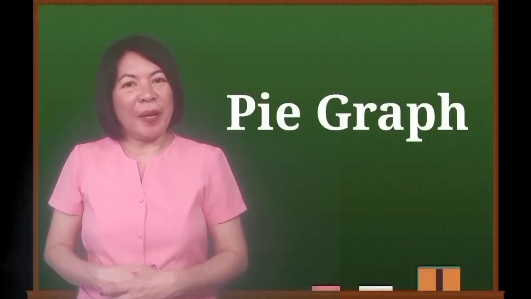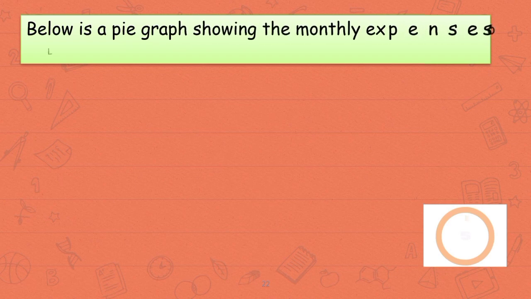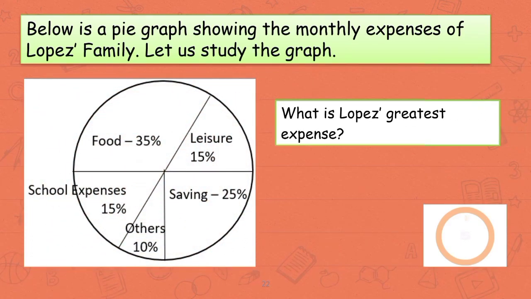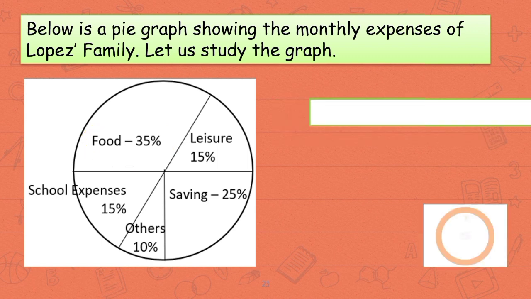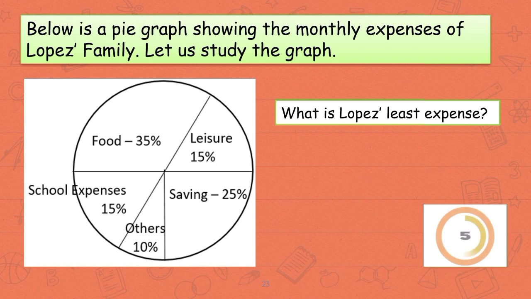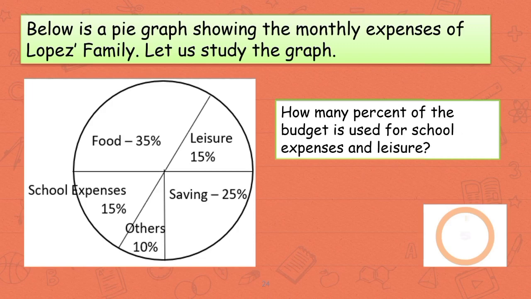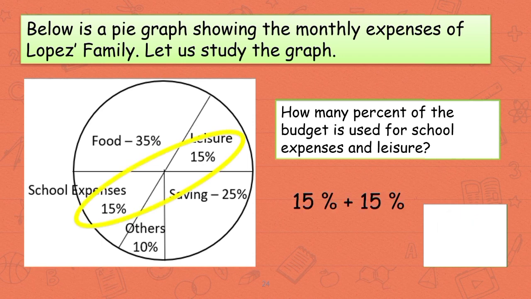Let us study problem solving about pie graph. Below is a pie graph showing the monthly expenses of Lopez family. Let us study the graph. What is Lopez's greatest expense? Exactly, food. What is Lopez's least expense? Magaling, others. How many percent of the budget is used for school expenses and leisure? 15% plus 15% is equal to 30%.